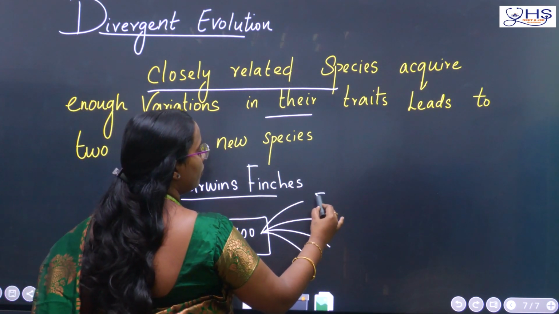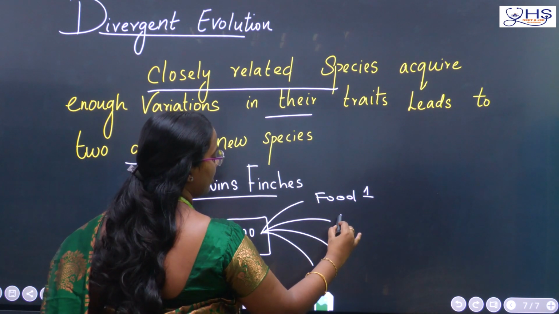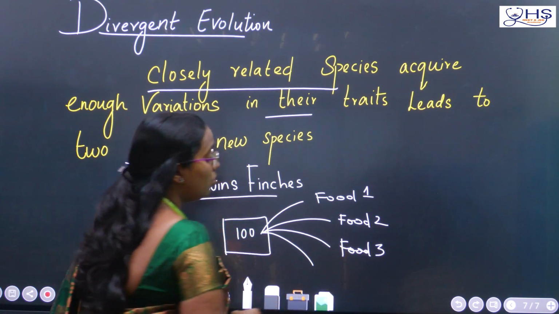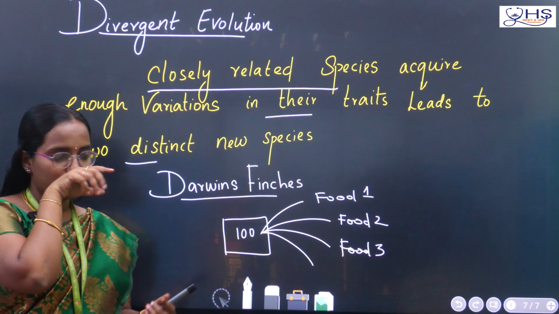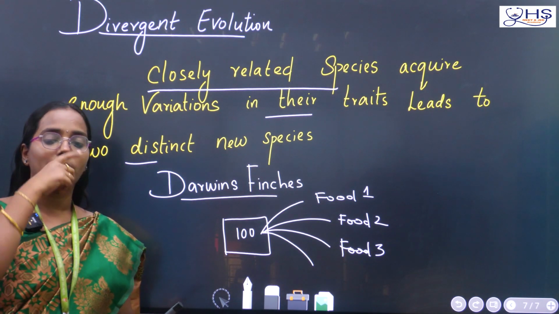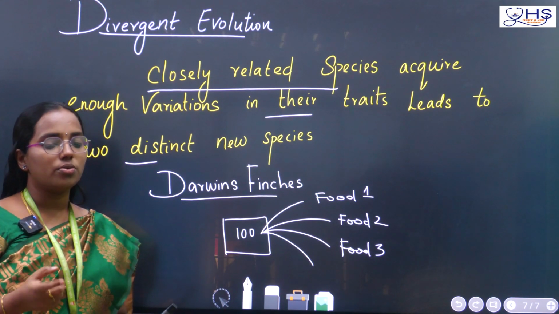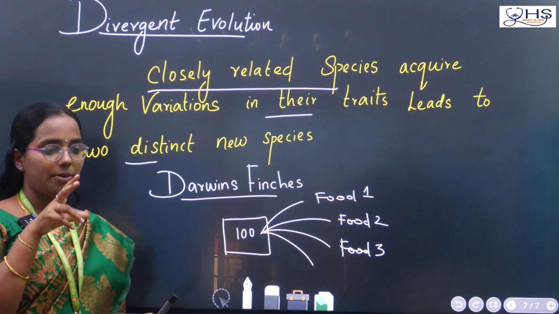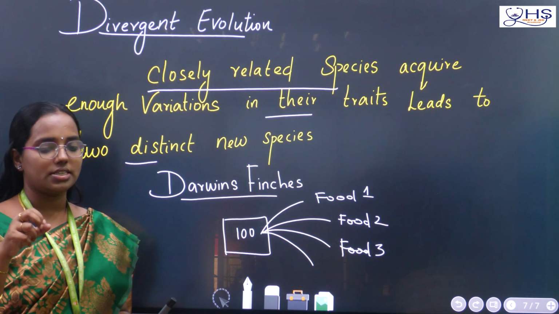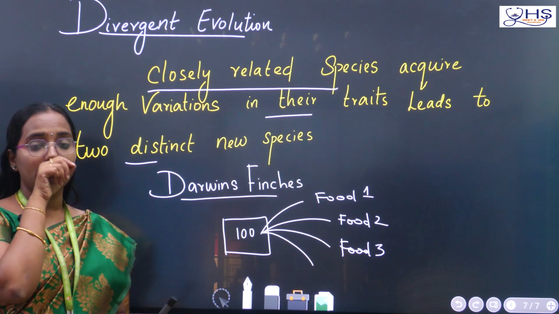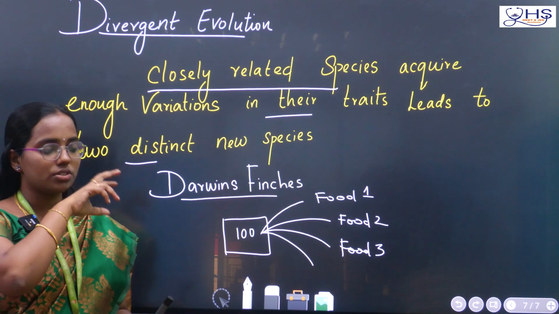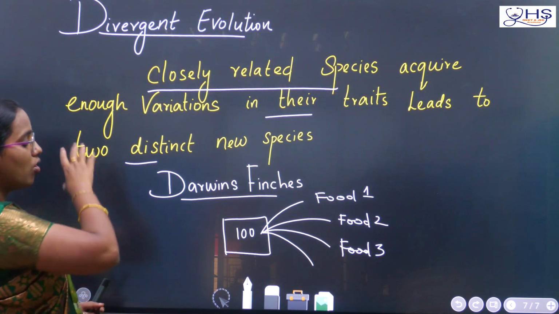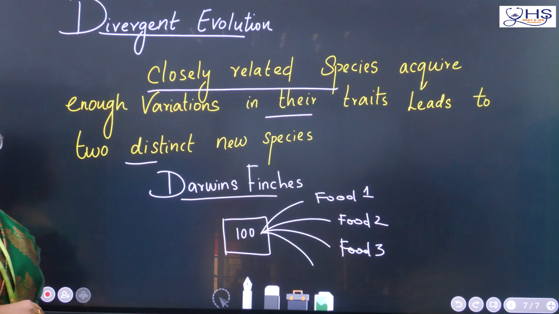Now, in this island the food is different, food type 1, and in this island the food is different, and in this island food is different. Now the beak all the birds have is not sufficient to take the food. So they are going to develop different types of beaks according to their food. If you see the kingfisher, its beak is adapted to catch fish. Fruit eating birds have beaks adapted to eat fruits. Birds which eat insects have beaks adapted to eat insects. So this is called divergent evolution.